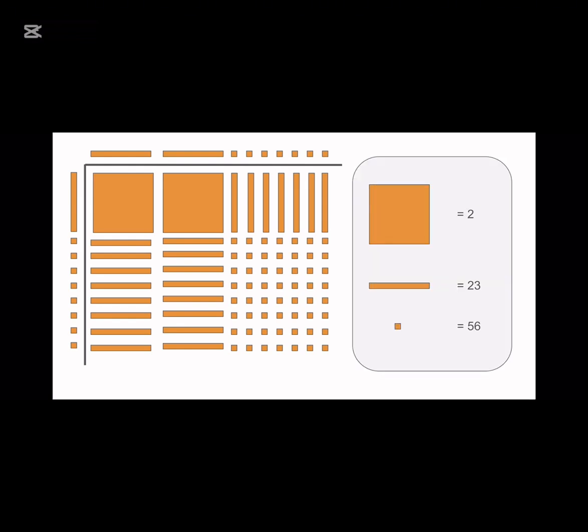7 times 8 gives us 56, so we have 56 units. Altogether, these are the number of blocks that we have at a glance. But we cannot just add 2 plus 23 plus 56, because those aren't actually the numbers. Instead, we have to look at them as their true numbers, which is 200, 230, 256.